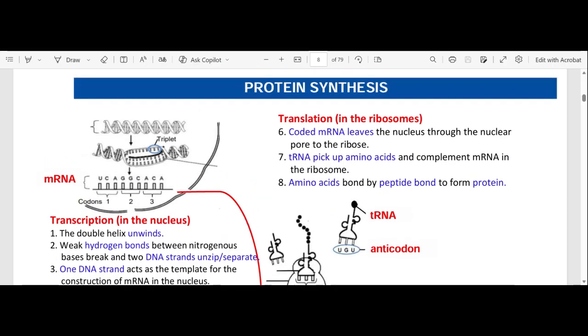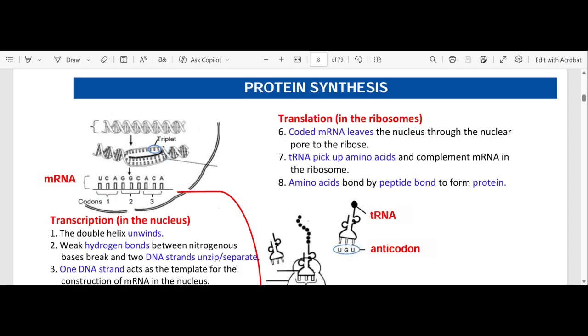Now let's go to translation. What happens after mRNA has attached to the ribosome? This leads us to the next stage, which is translation. Translation takes place in the ribosome. So the site of translation is the ribosome. Site means the location where that process takes place.